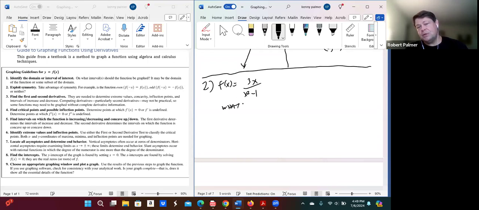The question is, what will make the denominator 0? Okay, so the best way to do that, just set the denominator equal to 0 and solve. x squared minus 1 is equal to 0. Add 1 to both sides. x squared is equal to 1. And of course, that's going to be x equals plus or minus the square root of 1, or just plus or minus 1.